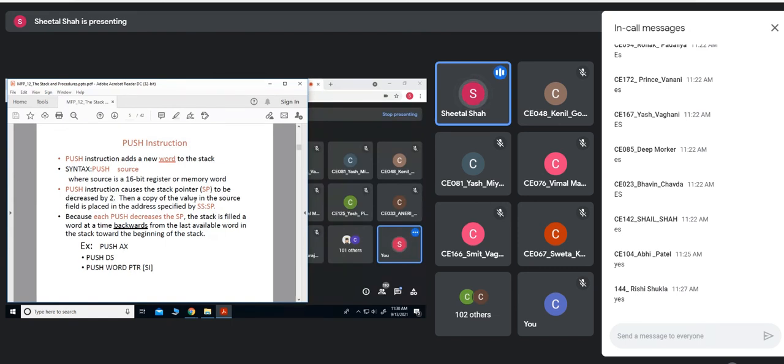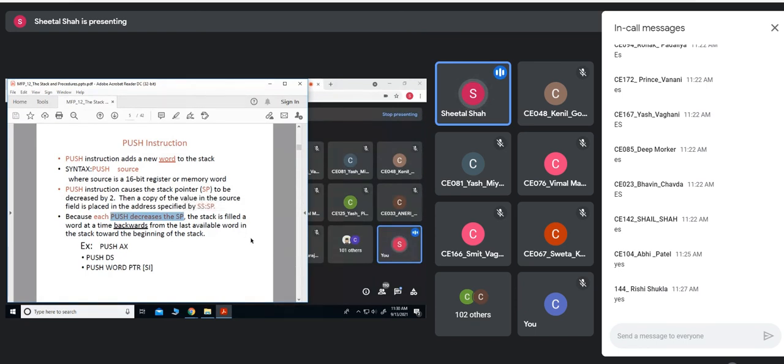Then a copy of the value in the source, whatever is there in the source, is placed in the address specified by SS:SP. Since the push instruction decrements the stack pointer by 2, you can see that it is filled a word at a time backwards from the last available word.